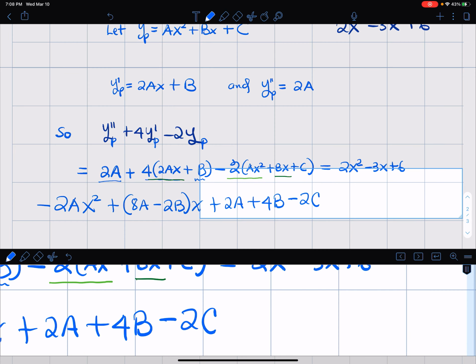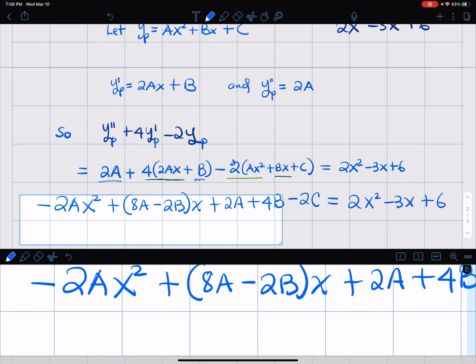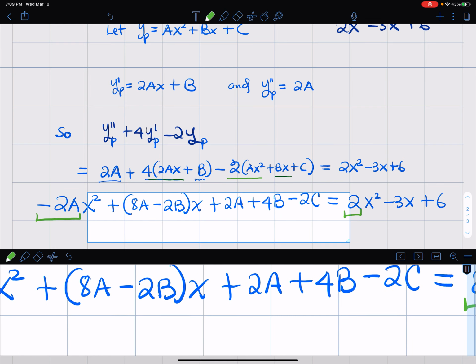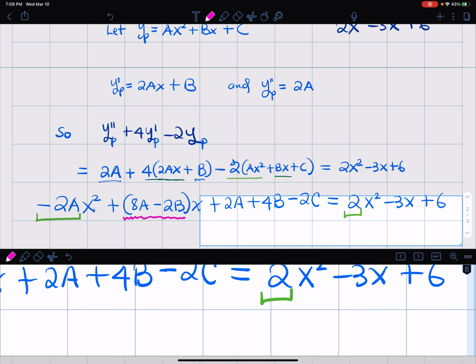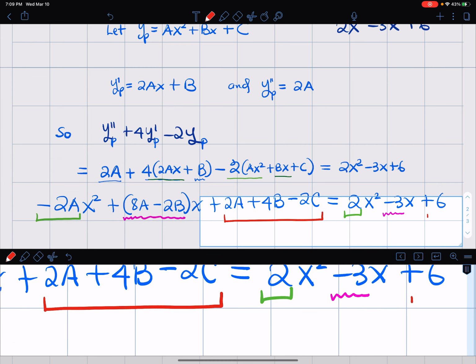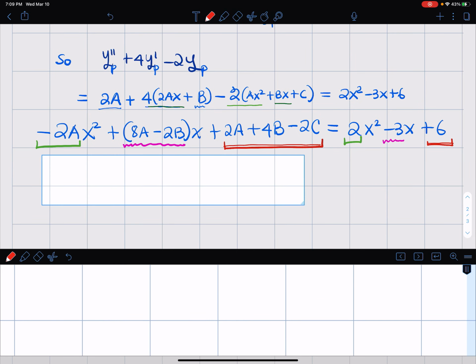This should be equal to 2x squared minus 3x plus 6. So what are we doing? We're going to compare these coefficients. We're going to compare this to that because they both have x squared, and then compare this to this because they both have x, and then compare that to that. All right, so let's get to work.